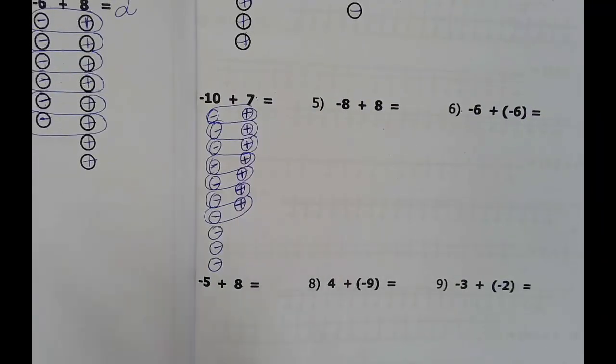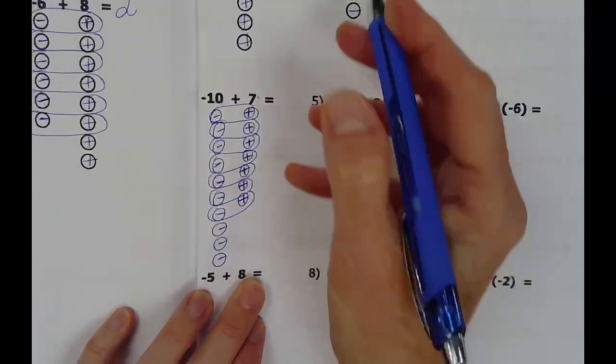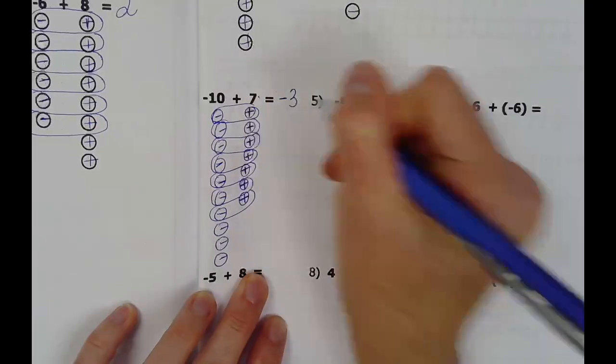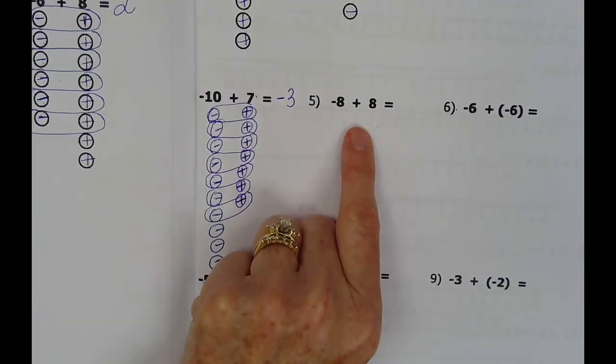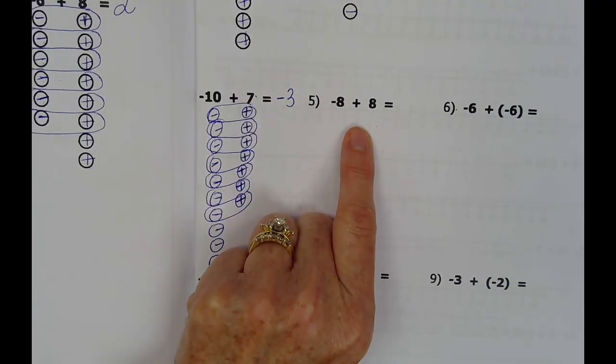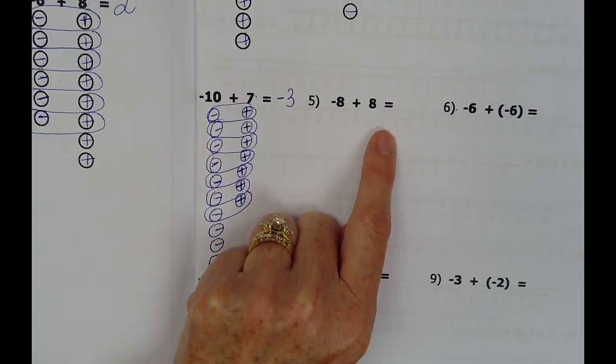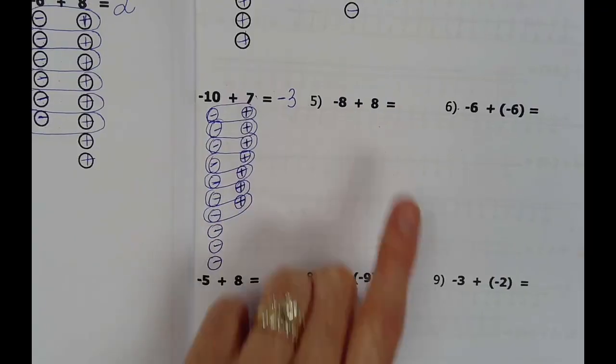What is my answer going to be? So when I combine those two, what do I get for an answer? Jamarion? -3. That's what I have left. -3. Questions? No. All right, so for number 5, I want you to do number 5. Draw your model and see if you agree with the answer. So draw your model and solve for number 5.